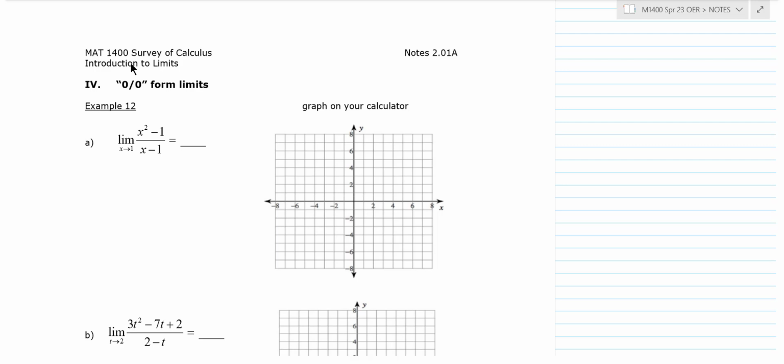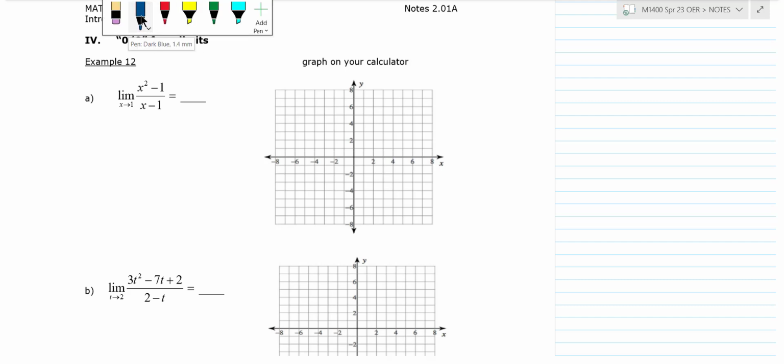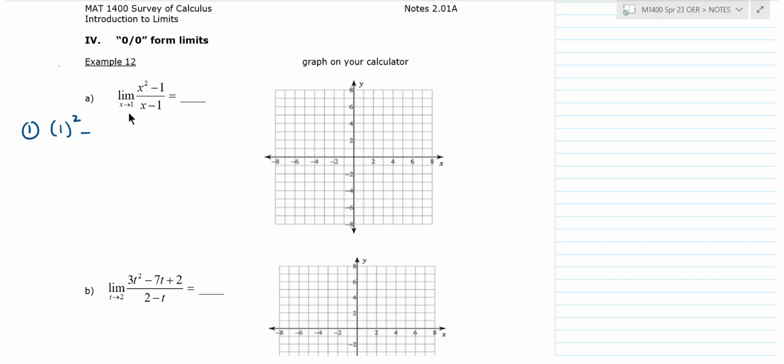All right, so let's see. Let me show you what we mean by a 0 over 0 form limit. If you're doing a limit of a rational function, you should always start this way. You should just plug the value in. We're doing a limit as x goes to 1. So let's start by plugging the 1 in. So we're going to have 1 to the second minus 1 over 1 minus 1. And that's going to give us 0 over 0.